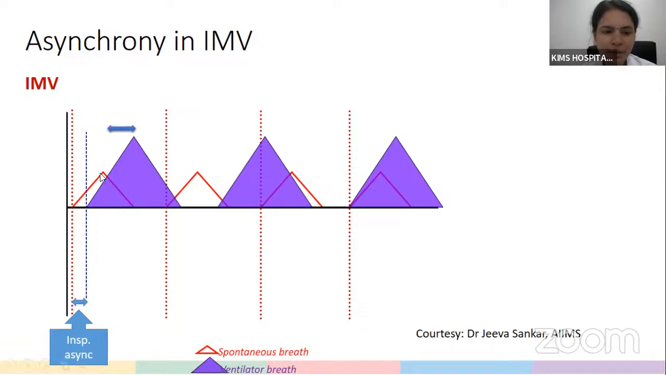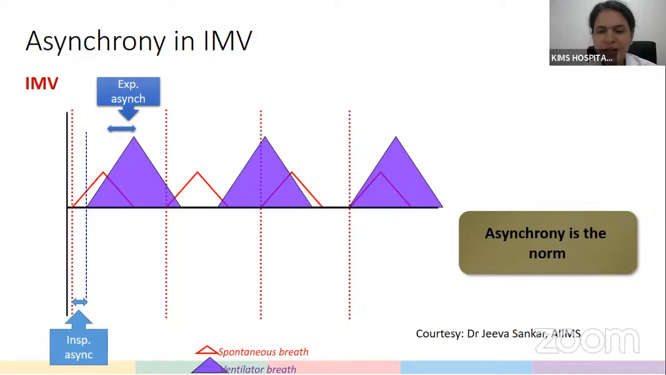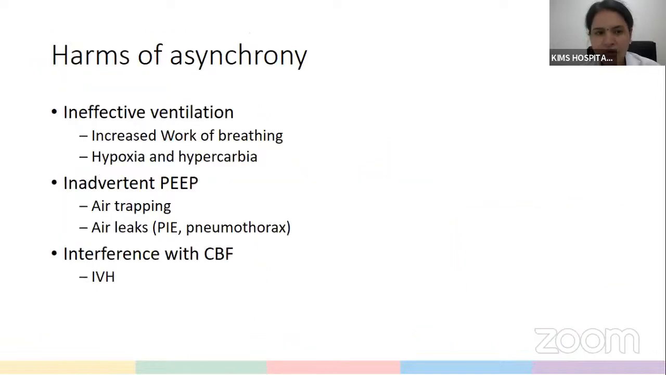Likewise, the time at which the patient began expiration was here, whereas the time at which the ventilator began expiration lies here. This blue arrow mark denotes the difference in the time points between the patient's expiration and the ventilator's expiration. So this leads to expiratory asynchrony. Now, by chance, in the third ventilator breath, there is a random synchrony between the patient's and the ventilator's inspiration. So in IMV or CMV, asynchrony is generally considered the norm, and synchrony, if at all, happens only by chance. And we all know that asynchrony in a ventilated baby can lead to a lot of harms.